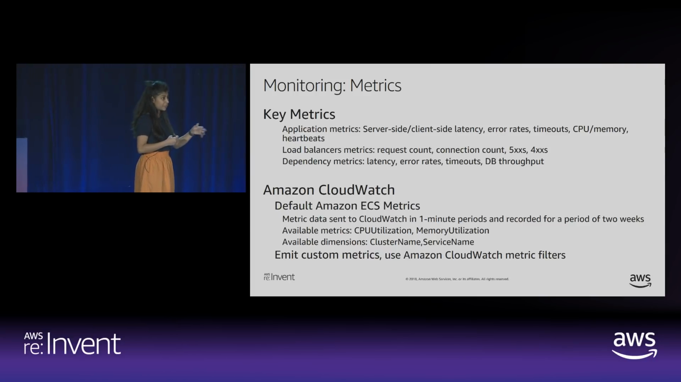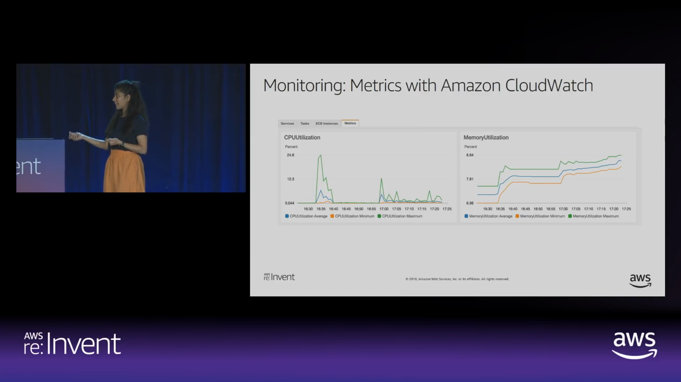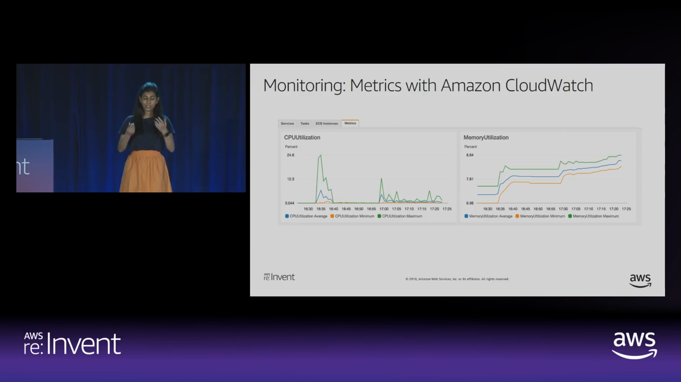And in addition to these metrics, you can always emit your own custom metrics and create CloudWatch metric filters out of those. This is a screenshot of the CPU and memory utilization that ECS automatically provides, and you can see the minimum, average, and maximum to get a range of how each container is doing.